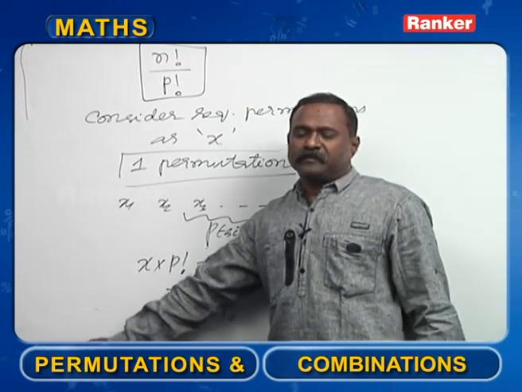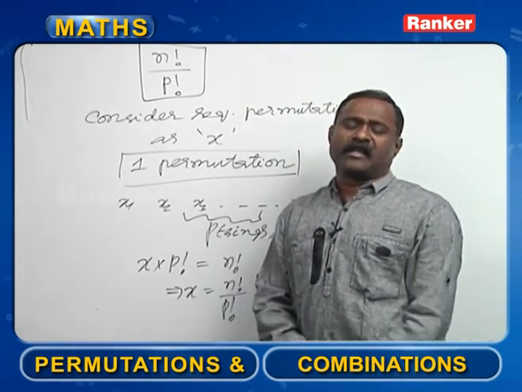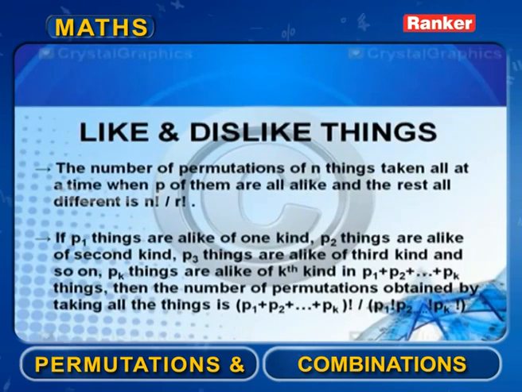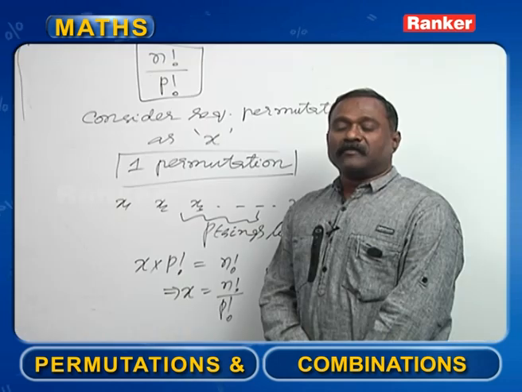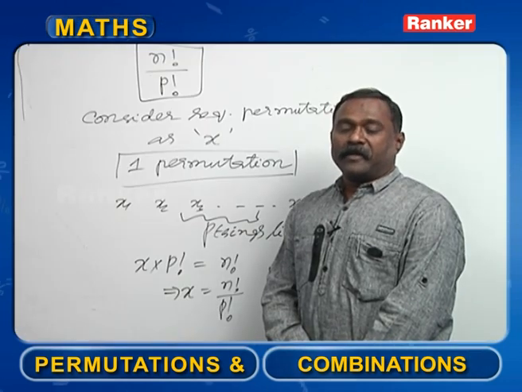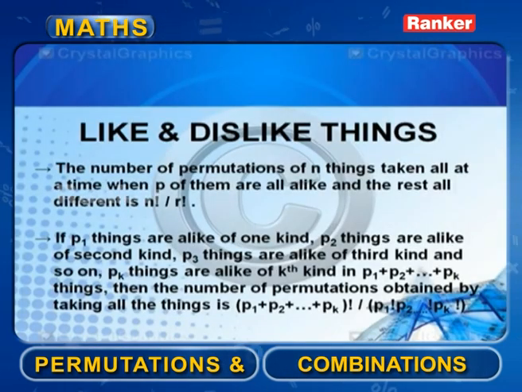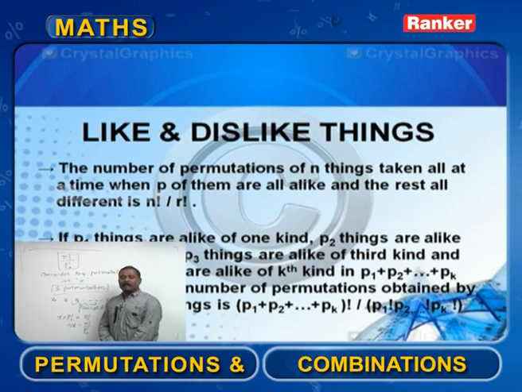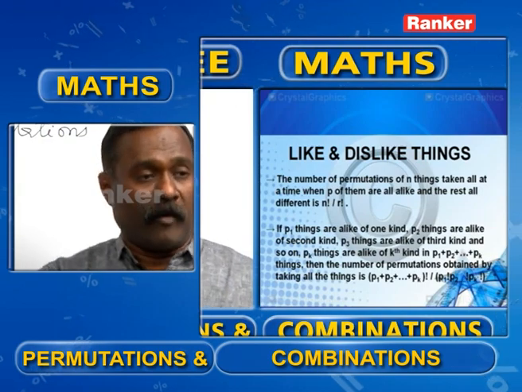Okay, next statement: if p1 things are alike of one kind, p2 things are alike of second kind, p3 things are alike of third kind, and so on, pk things are alike of kth kind, then they can be arranged in how many different ways? That is p1 plus p2 plus p3 plus so on plus pk, factorial, whole divided by p1 factorial into p2 factorial into so on into pk factorial.